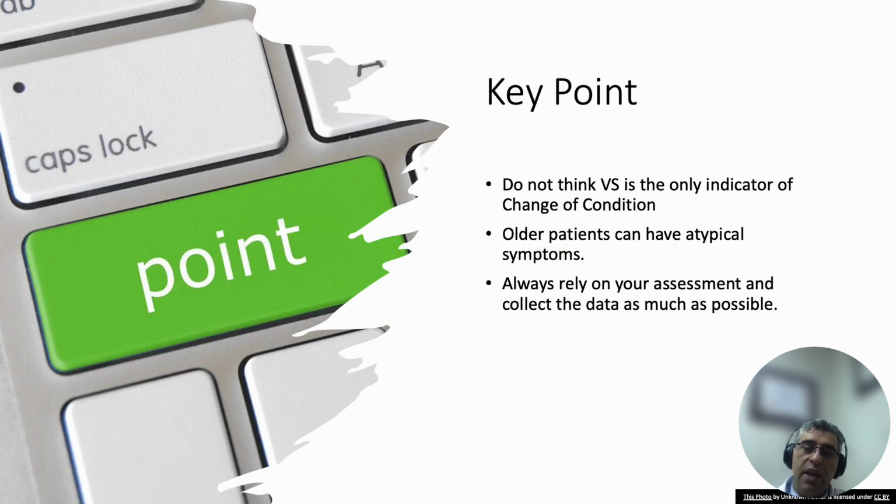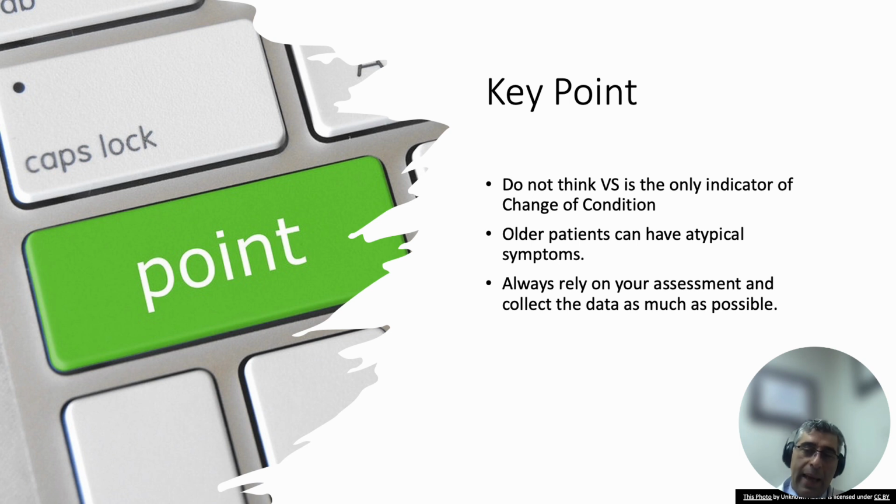The key point at the end is: do not think the vital signs are the only indicator of a change of condition. This is one of the wrong things that we do. Whenever we have a change of condition, we always rely only on blood pressure, heart rate, and oxygen saturation. That's very important, we need to do that. But it doesn't mean that when the vital signs are stable, there's no change of condition.